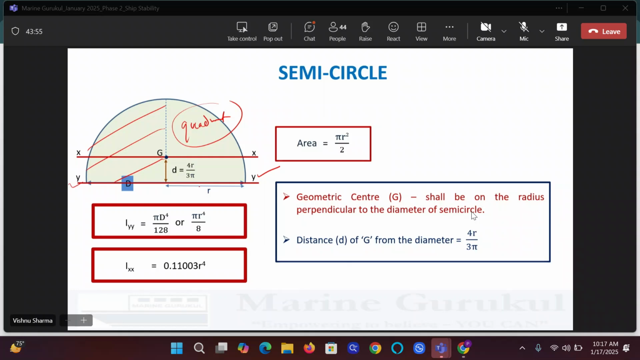Yes, sir. Now guys, what was Iyy of the semicircle? This was for the semicircle. I am retaining the same axis yy, but at the same time, I'm making the area further half. I'm removing this half area. So what will happen? Iyy of a quadrant in this diagram will be further half of it, or 1/4 of the circle, whatever you want to say. It will be pi d4 upon 256, or pi r4 upon 16.